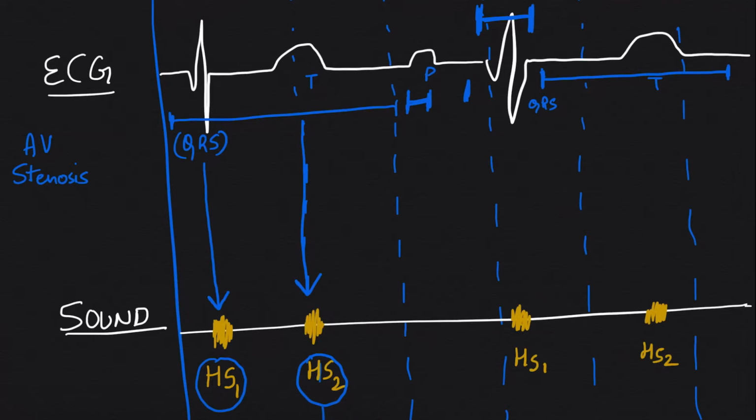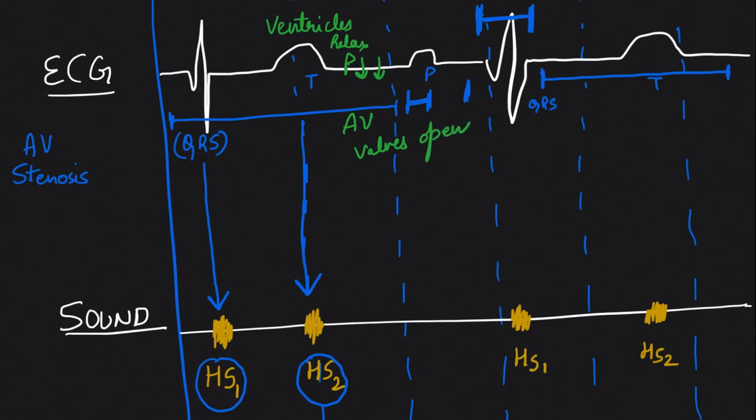Okay, now let's consider the sounds or the murmurs produced by AV stenosis, that is mitral as well as tricuspid stenosis. When the ventricle relaxes during the T wave, what happens? The pressure in the ventricles falls. When the pressure falls below the pressure of the atrium, then the AV valves open and the continuous filling of atria and ventricles takes place.